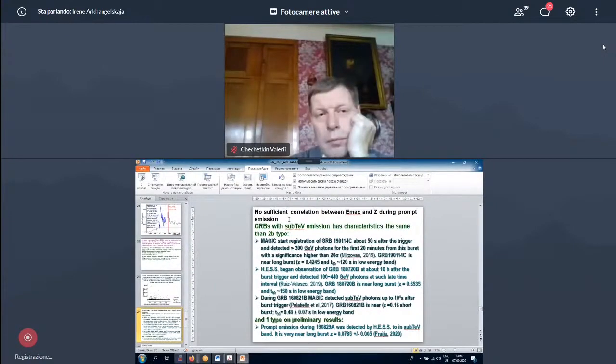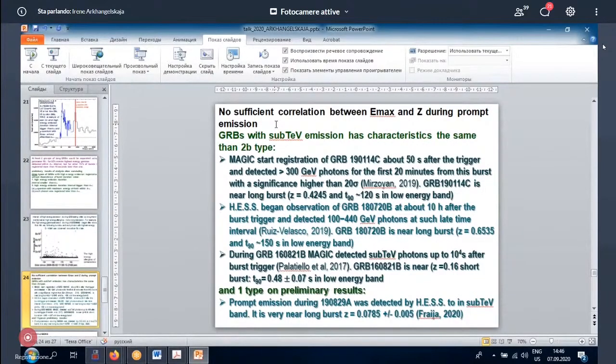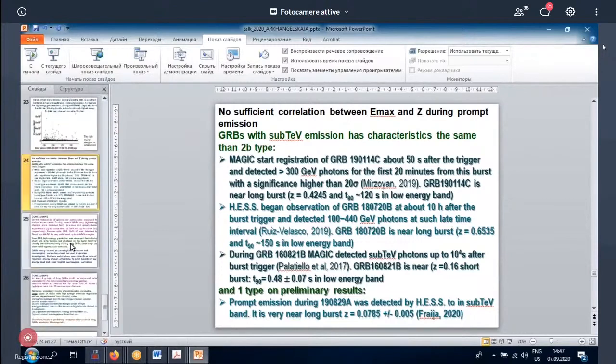First, I show you on the second slide, it was detected in the data of Milagrito. But the others, which were registered during Fermi satellite operation, have characteristics corresponding to B type: three long GRB. And two are of the other type, on preliminary results. Only for GRB 190829A was prompt emission in the sub-TeV energy band registered by HESS.